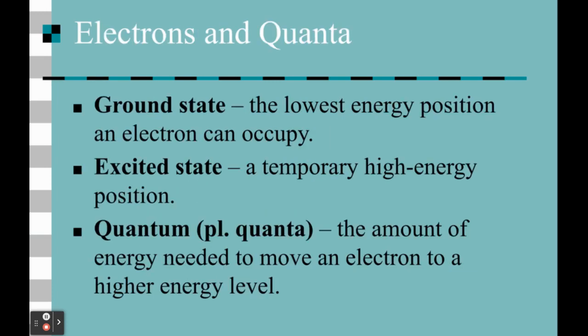So in order to relate this to electrons, we have to learn some new vocabulary. The ground state is the lowest energy position an electron can occupy. And the excited state is a temporary high energy position. A quantum is the amount of energy needed to move an electron from the ground state to the excited state.